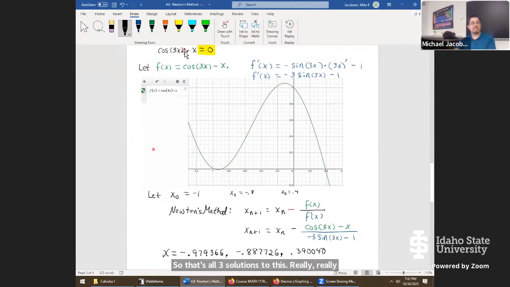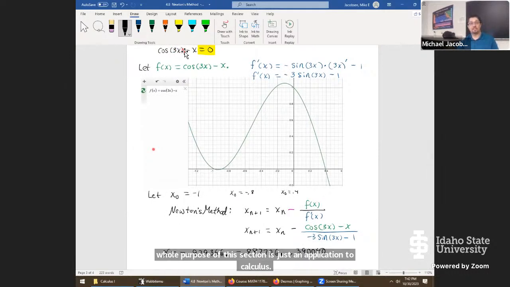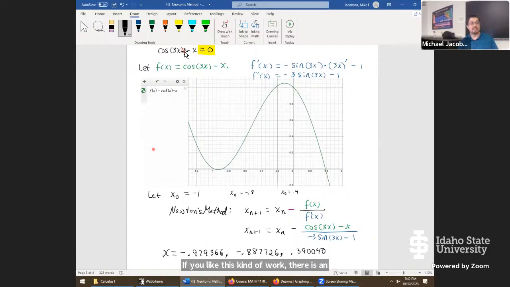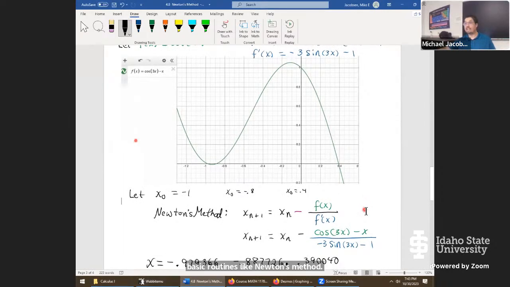So again, the whole purpose of this section is just an application to calculus. If you like this kind of work, there is an entire course at ISU called numerical analysis, where they look into taking ordinary problems like solving equations and see how to make the machine do it. This is a routine that's programmed into calculators with lots of refinements, tons of refinements, but your calculator, when it solves an equation, is using one of these basic routines like Newton's method. Well, any questions at all, folks, on getting that?